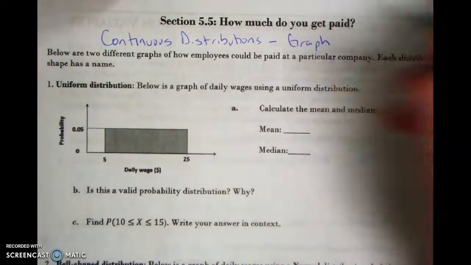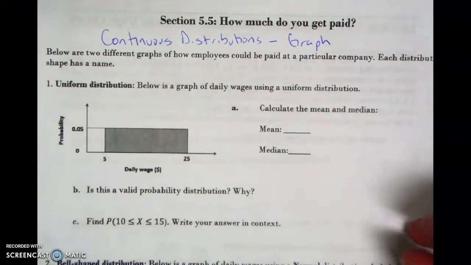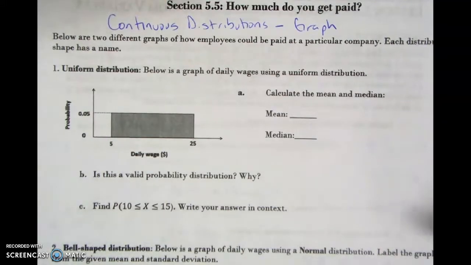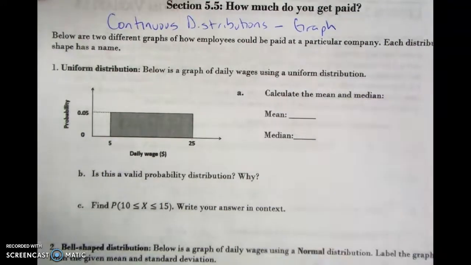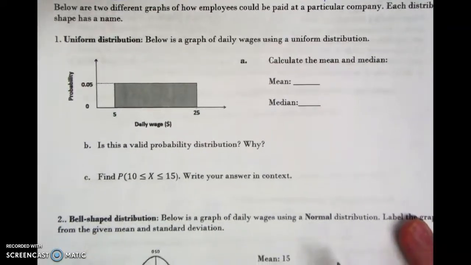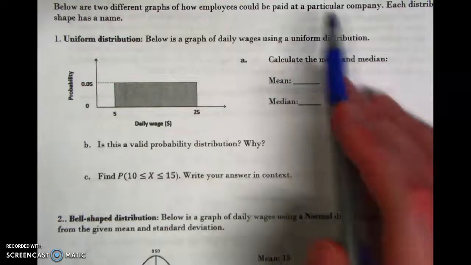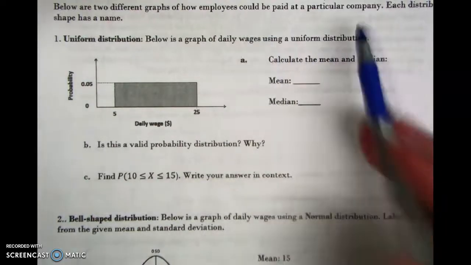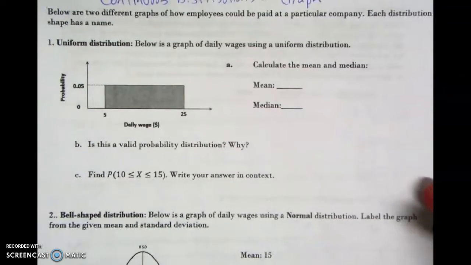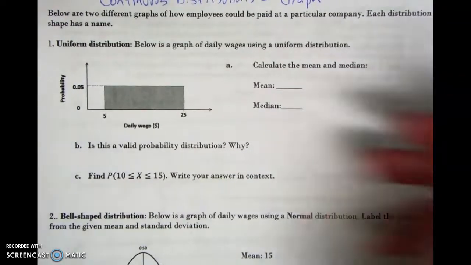When something is continuous, then we have to use a graph to display it instead of a table because we cannot just write down discrete chunks of information. We use a graph. And so today we'll begin that discussion of how do we get a mean, a median, a probability from a graph. So we're going to talk about two different distributions today, two different graphs about how employees could be paid at particular companies. Obviously this is made up, but each of those are examples of distributions that have names.